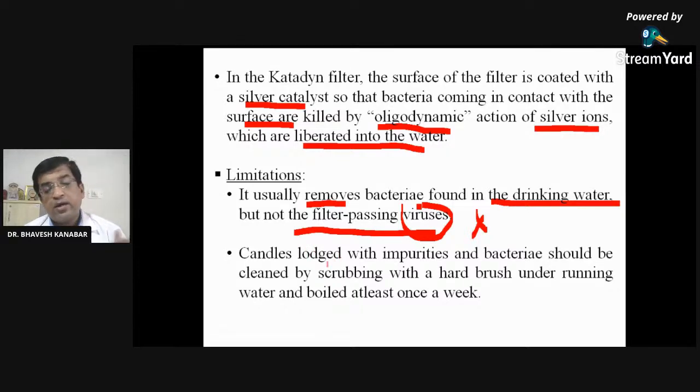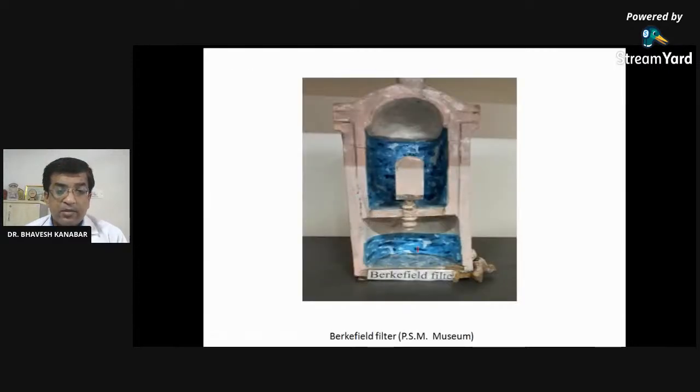Another drawback is clogging. It is there with every type of filter, even on a large scale. The candle can be clogged with impurities and bacteria, so it should be frequently cleaned by scrubbing with a hard brush. This candle should be opened and scrubbed in every type of filter, in small scale as well as large scale, and the cleaning process is necessary. In large scale filtration, the back washing process is what we call the cleaning process. Again, that is the photograph of the Birkfeld filter, and you can easily identify this candle.